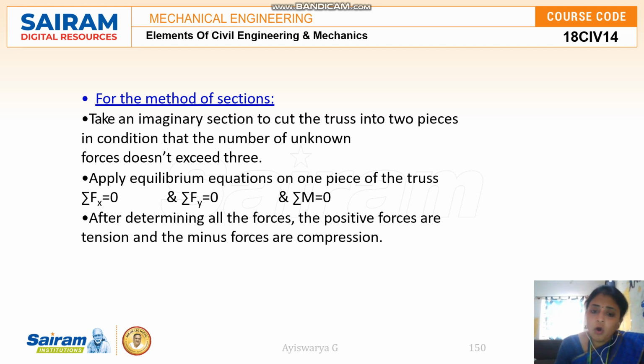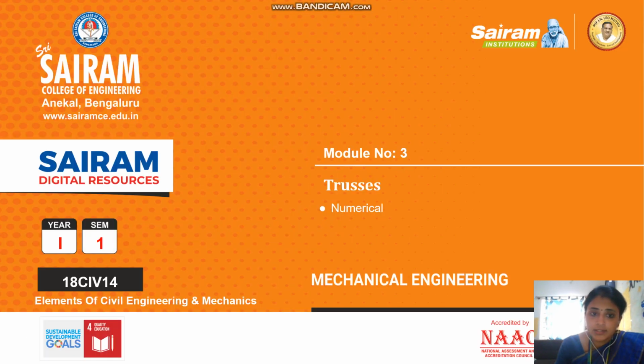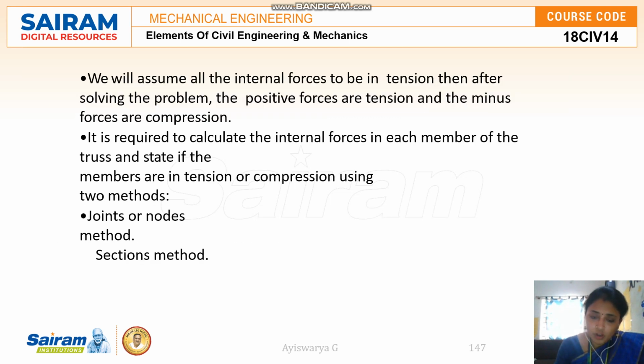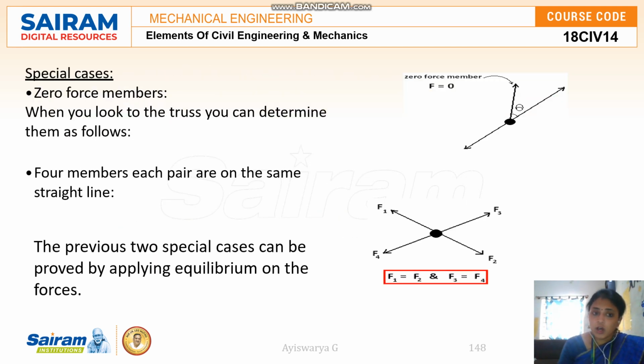After determining all the forces, the positive forces you should take as tensile, and negative forces you can take as compressive. This is how you need to solve the method of section and method of joints. When coming to method of joints, you have to see whether you have a zero force member. If a zero force member is there, straight away you can apply it as the answer. Opposite forces are equal, like that you can apply straight away.